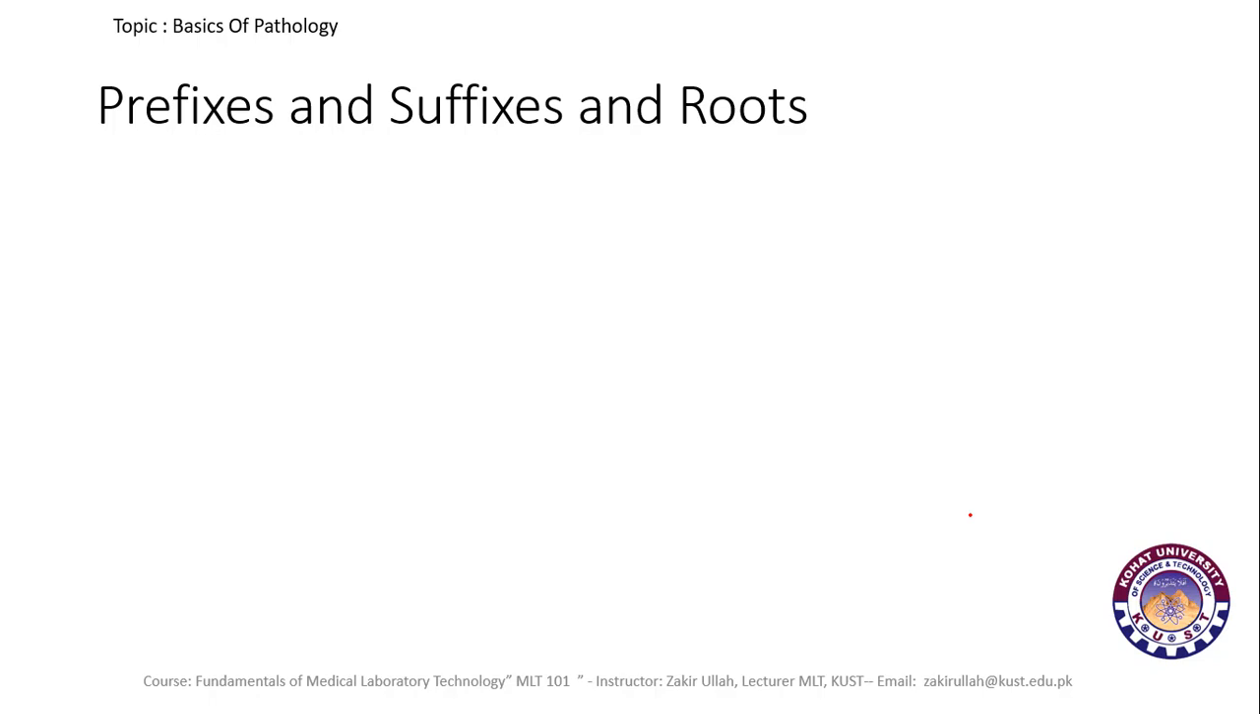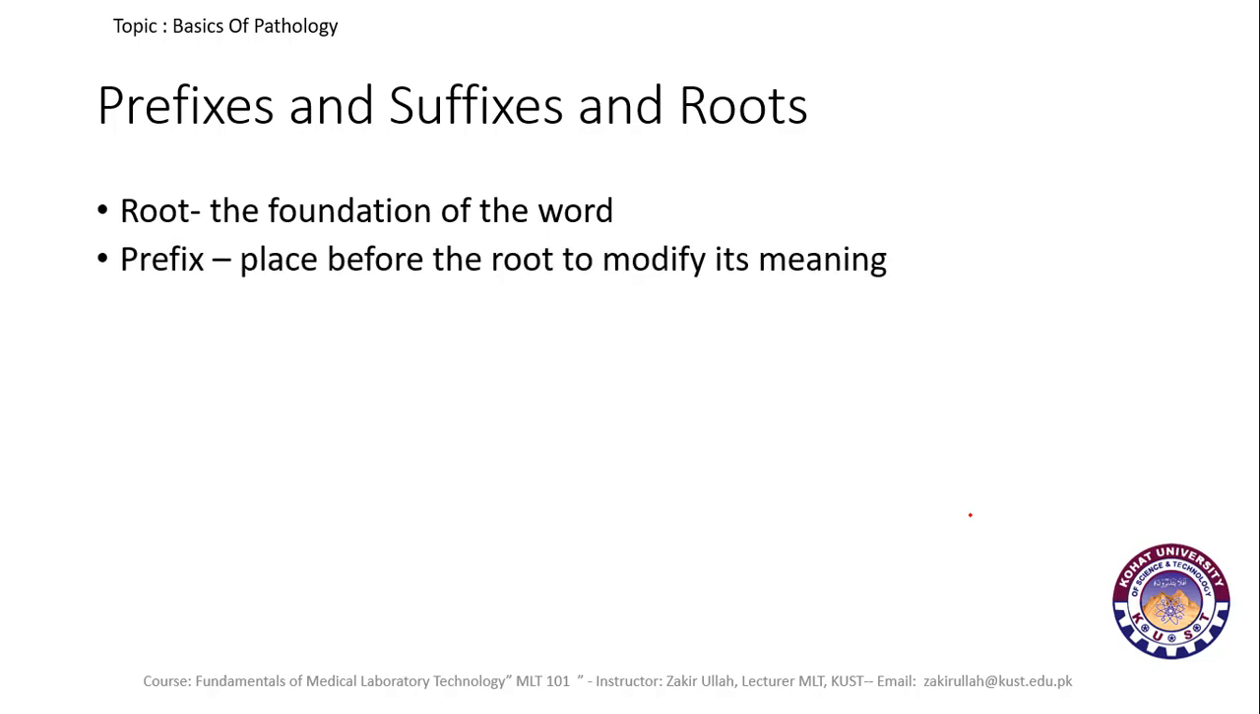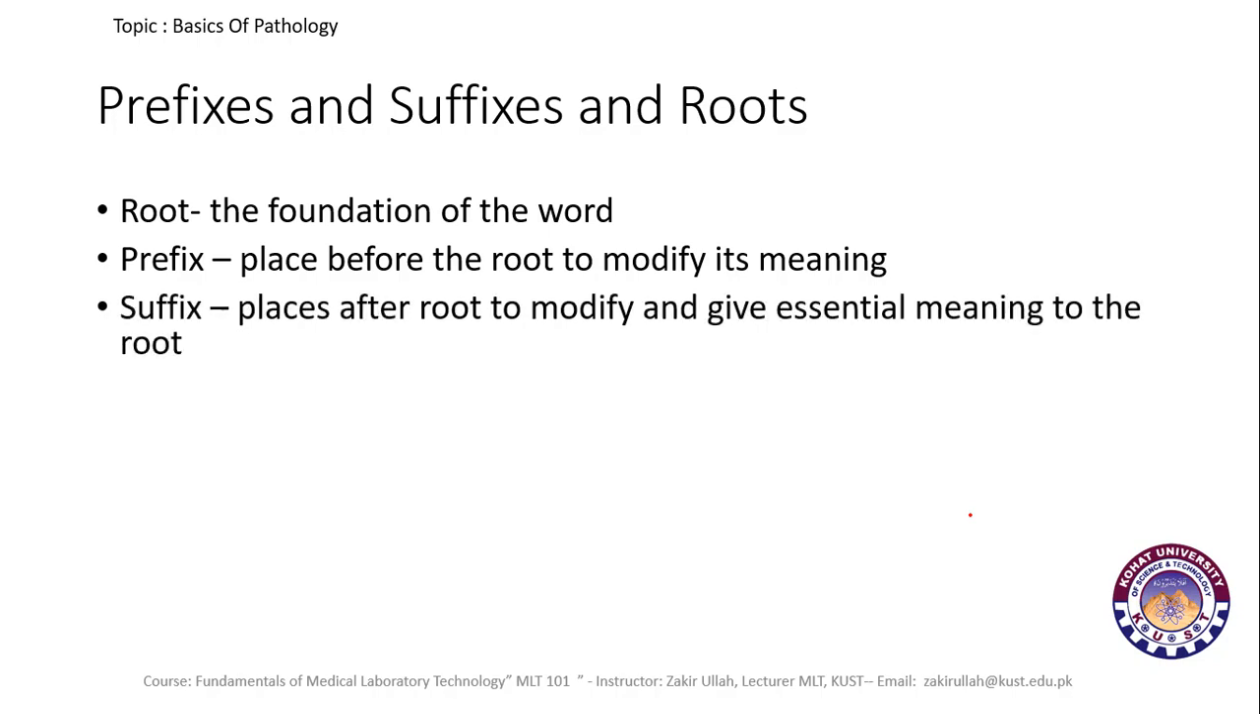Now, the different prefixes, suffixes and roots are used for naming any disease, or any phenomenon in the medical field or in pathology. Root is the foundation, the base of the word, and a prefix is placed before the root to modify its meaning. A suffix is placed after the root to modify it and give essential meaning to the root. So, the root is the basic word, the prefix is used before the root and the suffix is used after the root. These prefixes and suffixes are used to understand and give important meaning to the root.